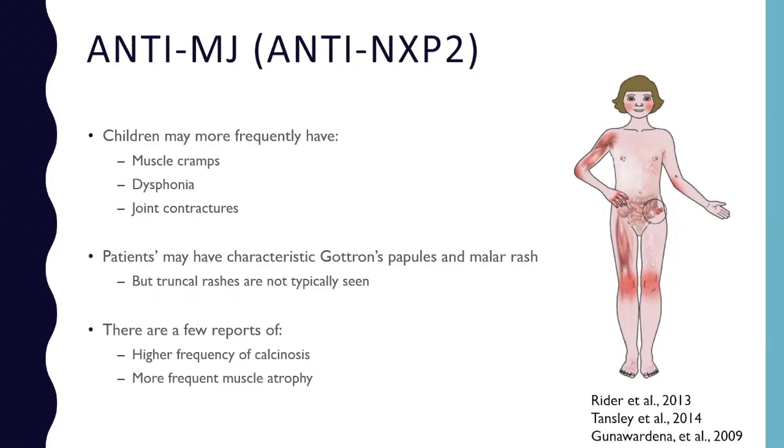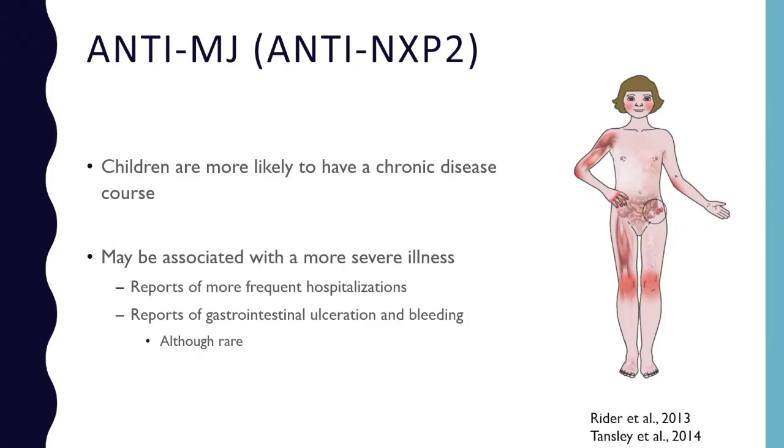They typically have this characteristic rash on the knuckles, the Gottron's papules, and the butterfly rash or malar rash over the face, but they don't really see the rashes on the trunk like they did in the P155/140 autoantibody subgroup. There are also a few reports of calcinosis, and so this is calcium deposits under the skin in these patients, and more frequent reports of muscle atrophy, or smaller thinning muscles in these kids.